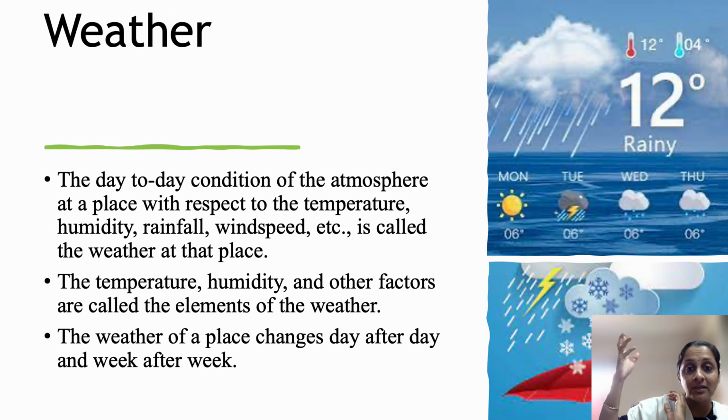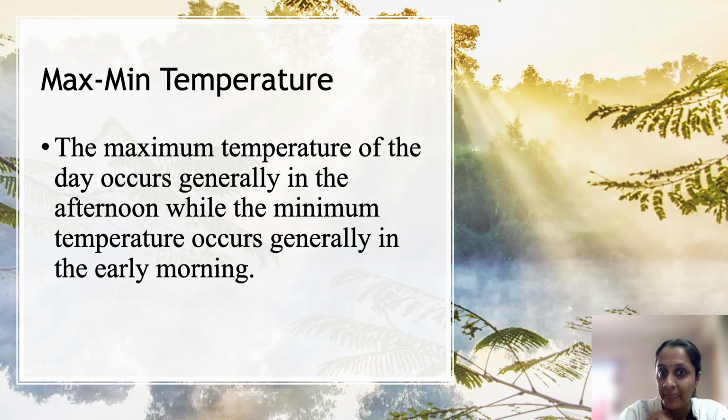While you have another thing which is called climate. Climate of a particular place doesn't change. It remains the same over the years. So during this season it's going to be rainy, during that it's going to be windy. But weather changes every day. The temperature, the humidity and other factors are called elements of the weather. So the 4 things that we have studied which affect the weather are called the elements of the weather, and they change every day.